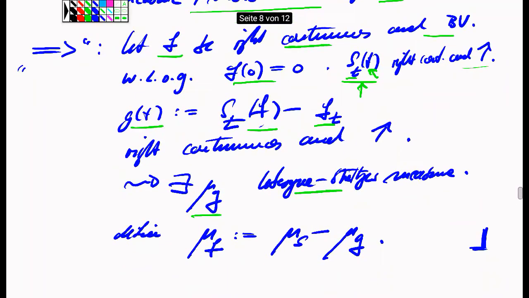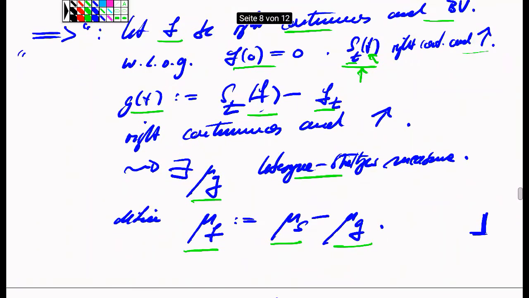And of course, we will now define as the mu f measure, the corresponding Lebesgue-Stieltjes measure, to be the difference of the two Lebesgue-Stieltjes measures which both were positive. So this mu f here, this definition, defines a signed measure as the difference of the two Lebesgue-Stieltjes measures which we obtained from the S function and the G function, which were both individually non-decreasing right continuous functions.